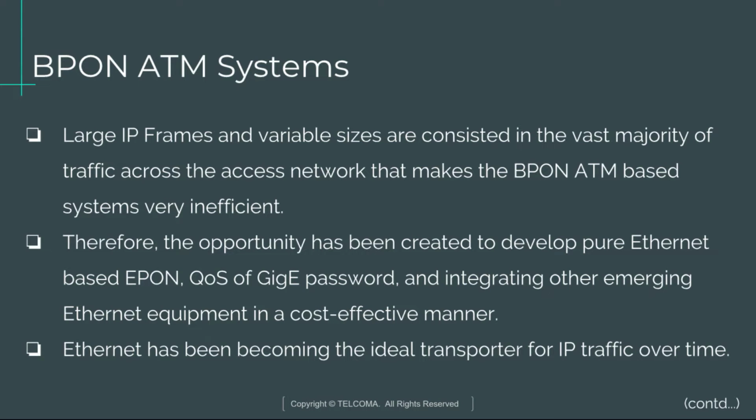Next is BPON ATM systems. Large IP frames and variable sizes are consisted in the vast majority of traffic across the access network that makes the BPON ATM based systems very inefficient. Therefore, the opportunity has been created to develop pure Ethernet based EPON, quality of service of Gig-E passive, and integrating other emerging Ethernet equipment in a cost effective manner. Ethernet has been becoming the ideal transporter for IP traffic over time.